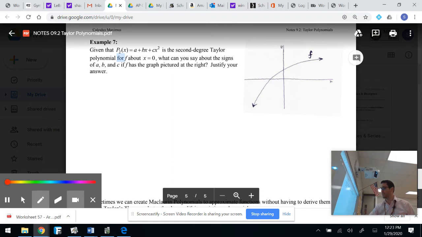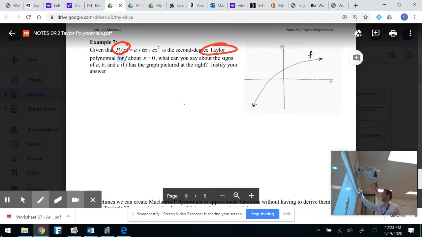Now, this shows up on the AP. Man, does it throw us for a loop. They give us a Taylor polynomial centered at 0. Once again, that'd be a Maclaurin because it's centered at 0. What can you say about the signs of A, B, and C? Justify your response.